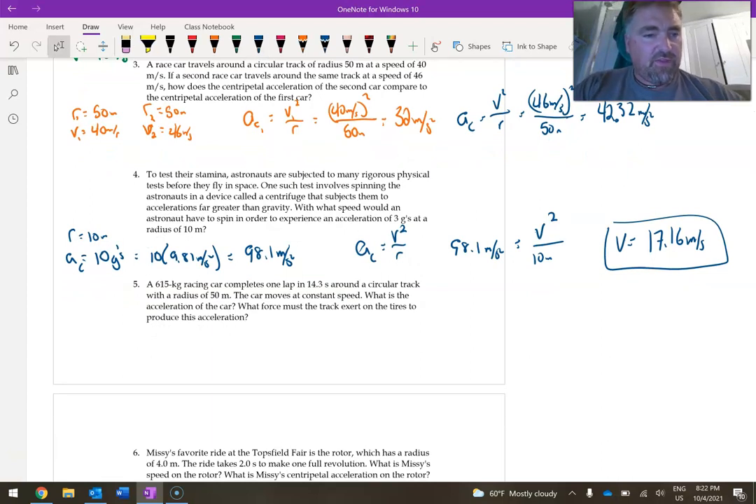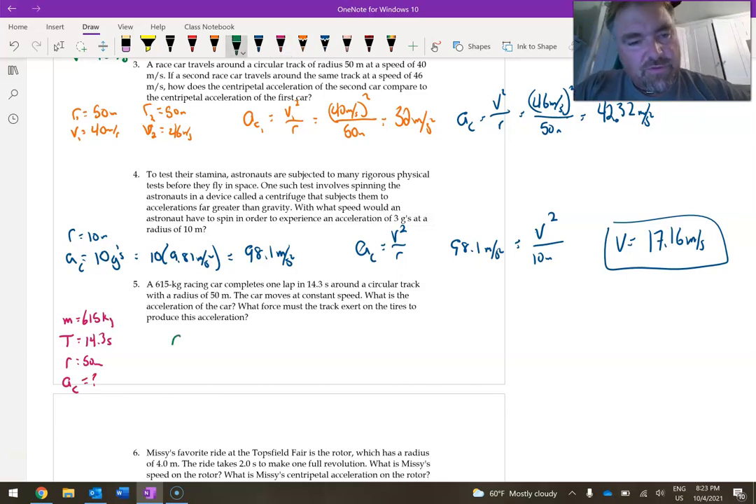Number 5, we have a 615 kilogram car, so we know the mass is 615 kilograms, and it completes 1 lap in 14.3 seconds. So remember, this is something called the period, the time that it takes to go around once. So this would be 14.3 seconds with a radius of 50 meters. What is the acceleration of the car? Since it goes around a circle, we're looking for centripetal acceleration. Now, this one we haven't talked about yet on this sheet, though we did in the notes.